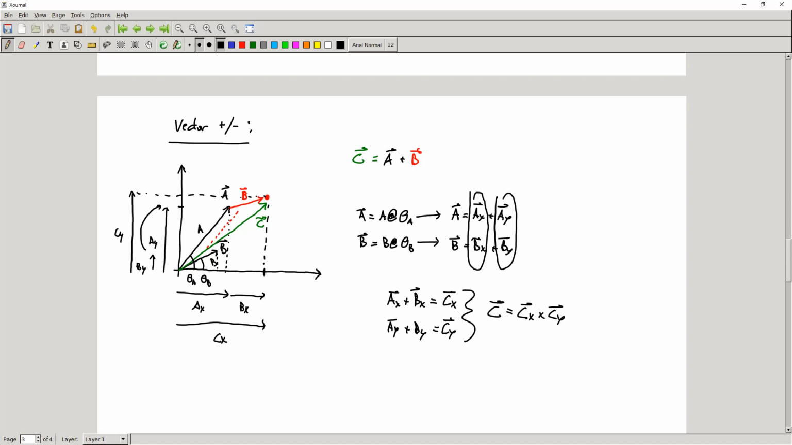The subtraction would work the same way, except that we would then think of our vector B differently. Let's say we wanted some vector D equal to A minus B, right?